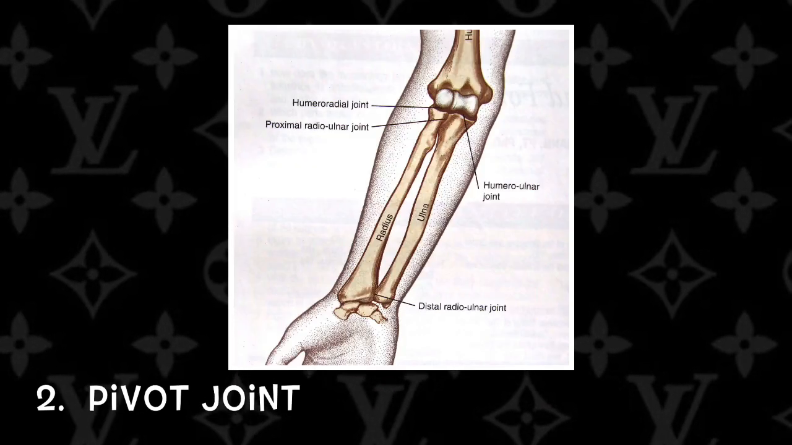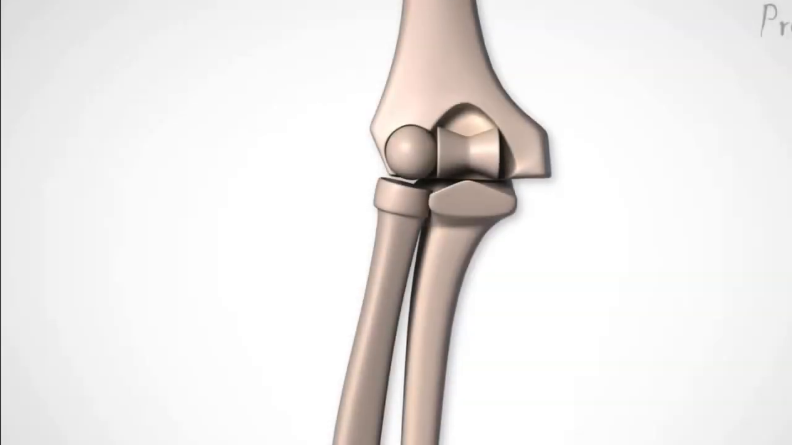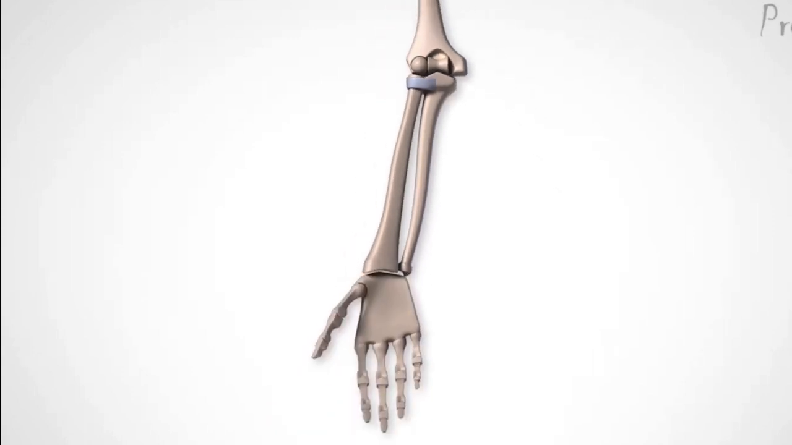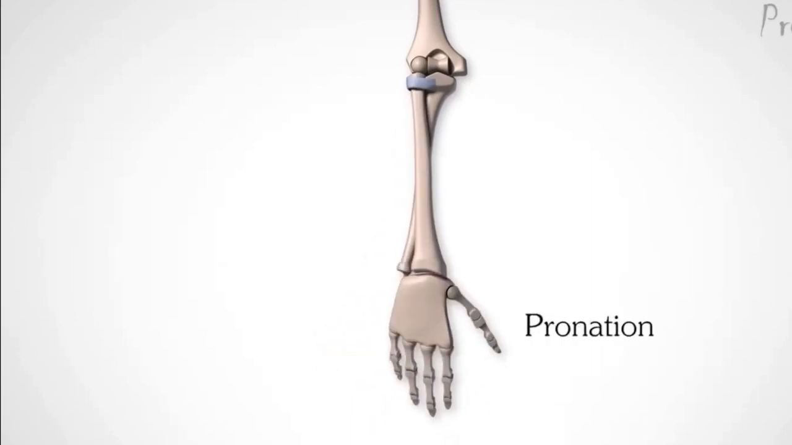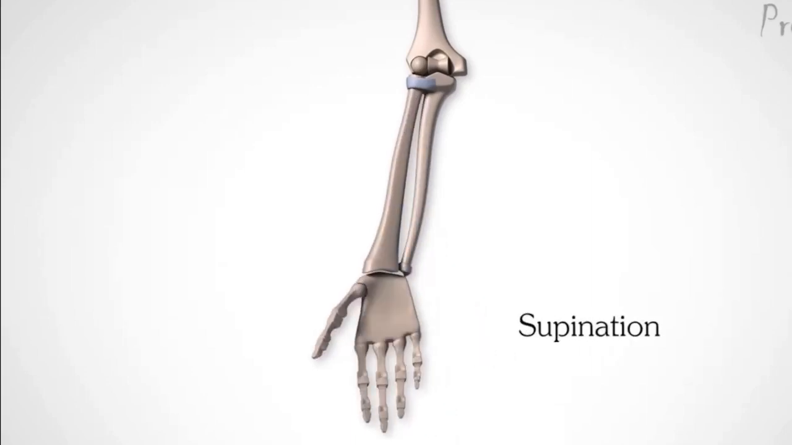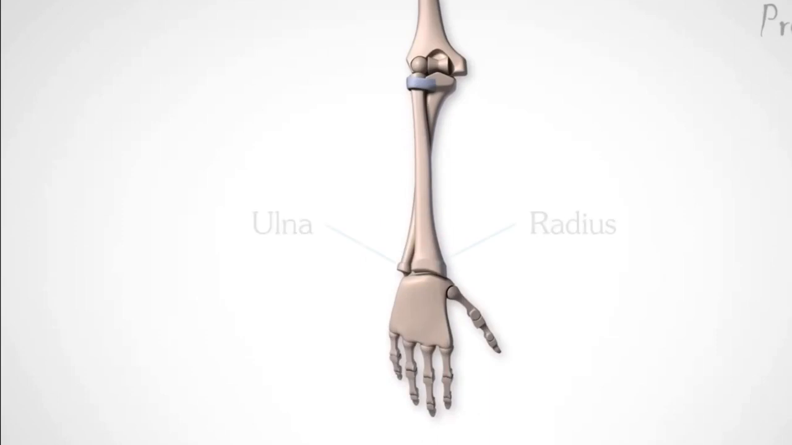The second type of joint is the pivot joint. For example, the radio-ulnar joint below the elbow joint. In this, the head of the radius fits perfectly into the notch of the ulna, which is bound by a ligament so that the radius stays in place. This ligament helps the radius to rotate, which results in pronation and supination. The radius twists and turns over the ulna.